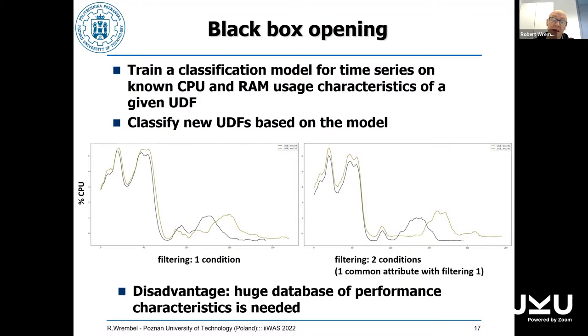So an idea that we are right now investigating is to use machine learning to learn to open a black box. Of course, everybody is using machine learning. Why not us? So our idea is to train a classification model for time series on known CPU and memory usage characteristics of a given UDF. We know a UDF, we run some performance experiments on this UDF, and collect CPU and memory usage characteristics.